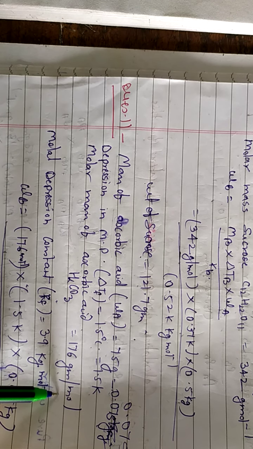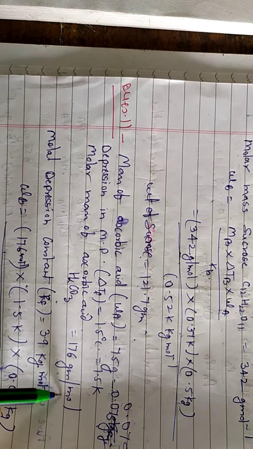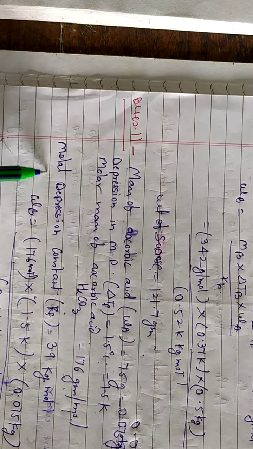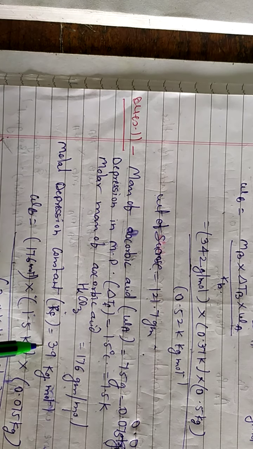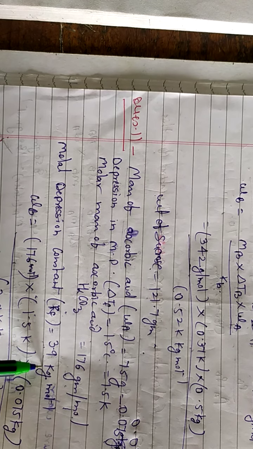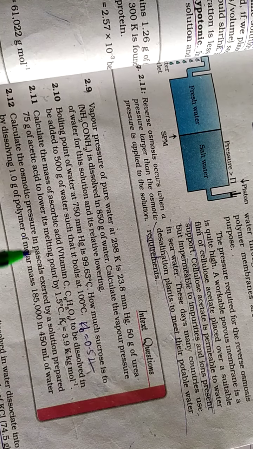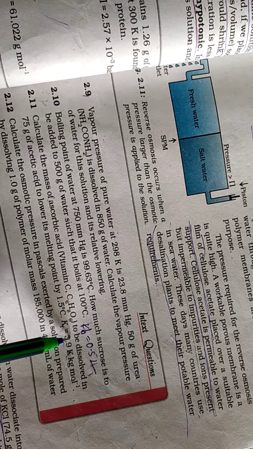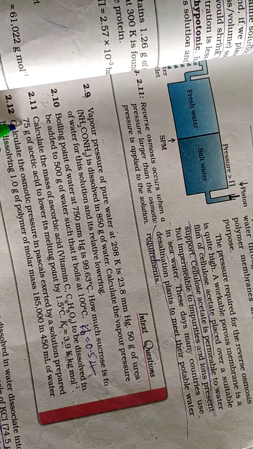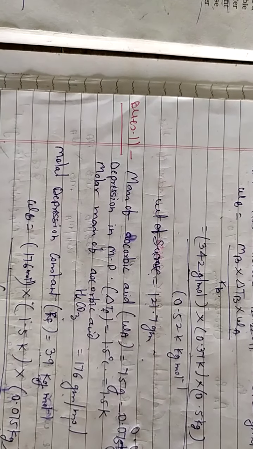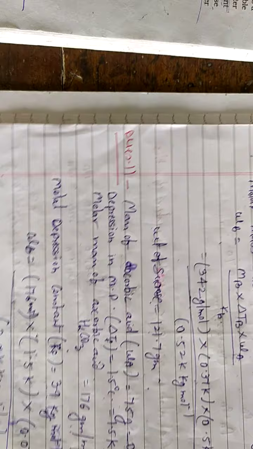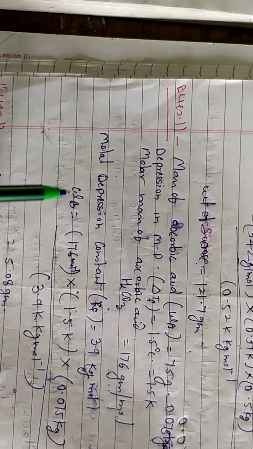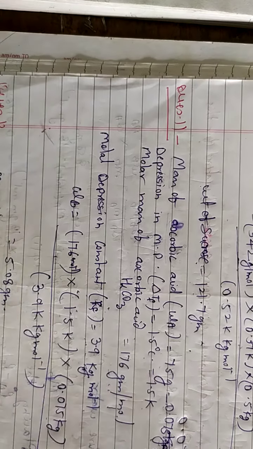Student, in the book it is given in Celsius, actually it is Kelvin temperature. Okay, now the molar depression constant Kf is given as 3.9 kilojoule per mole. Here it is given in our textbook. This value is given. It means these two values we are already getting. The molar mass we had already calculated. Now here again I have written the molar depression constant.